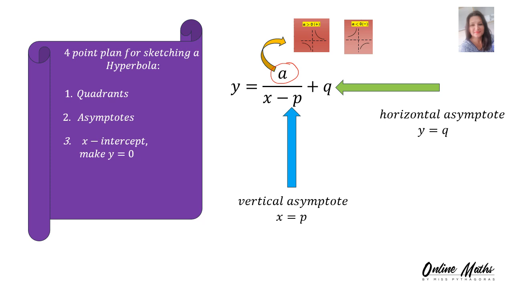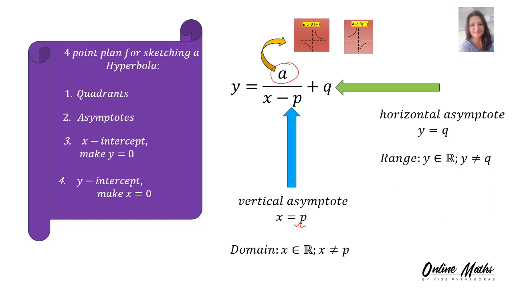Step 3, x-intercept: make y 0, as with all other graphs. Step 4, y-intercept: make x 0. Then the domain for all the hyperbolas is x is an element of the reals and x cannot be equal to p. And the range is y is an element of the reals and y cannot be equal to q, that value over there.